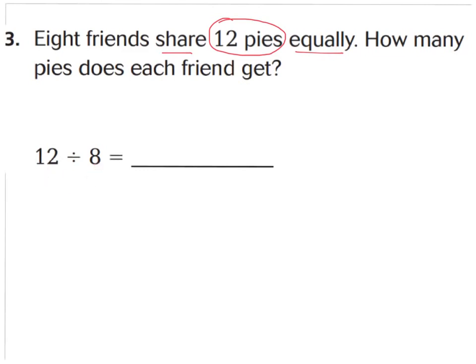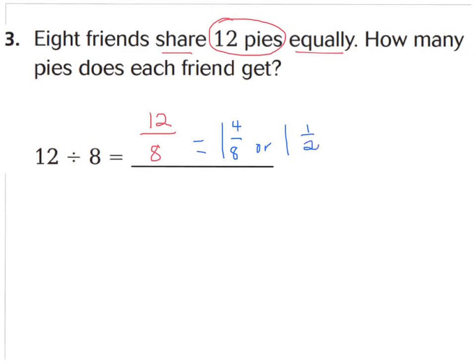So how many pies does each friend get? Well, 12 divided by 8, we would write as a fraction, 12 over 8. Remember, this fraction bar represents divided by. So it's 12 divided by 8. Now you can see that it's an improper fraction. So let's go ahead and change that to our mixed number. 1 whole and 4/8, or better known as 1 1/2.